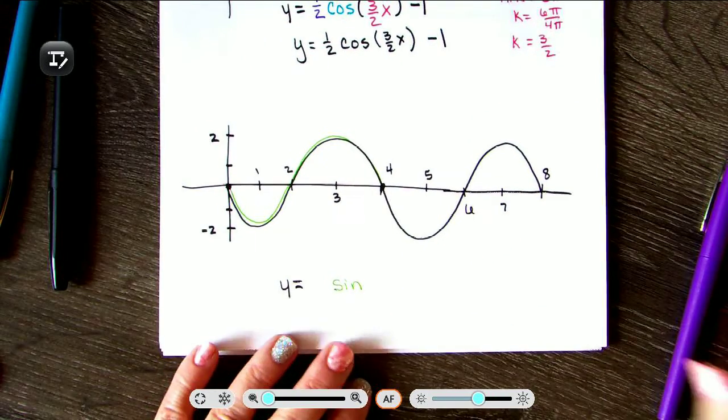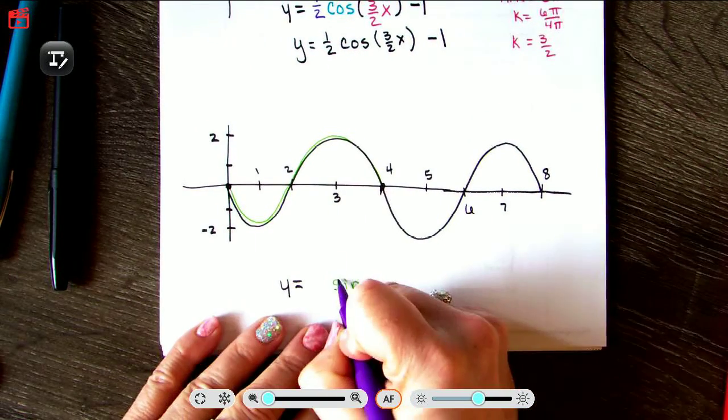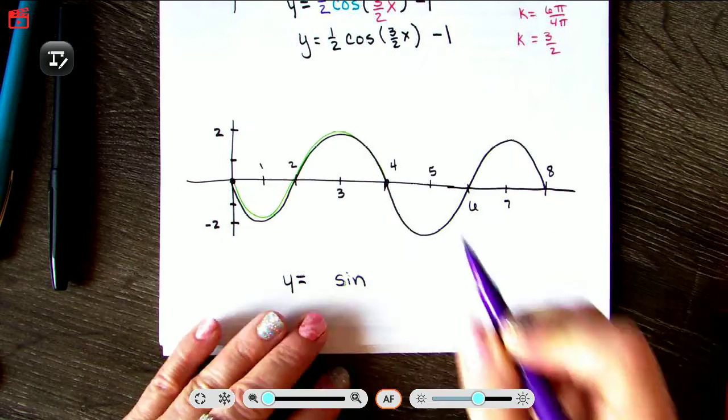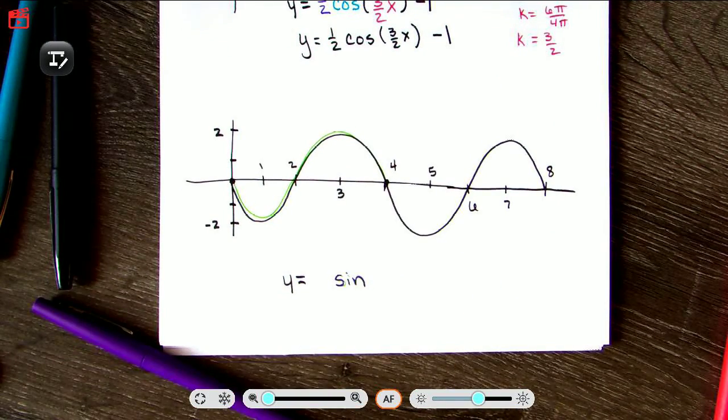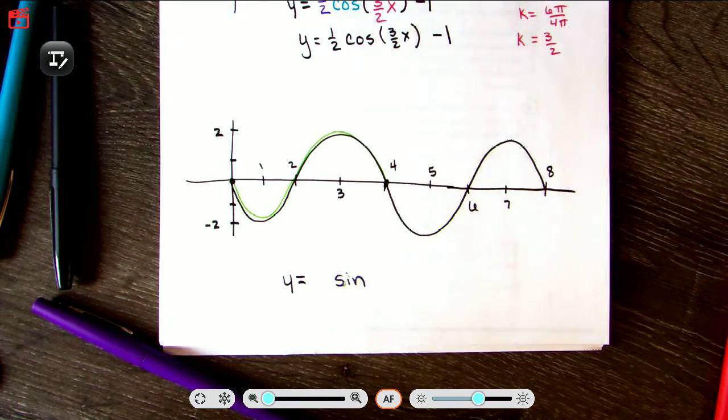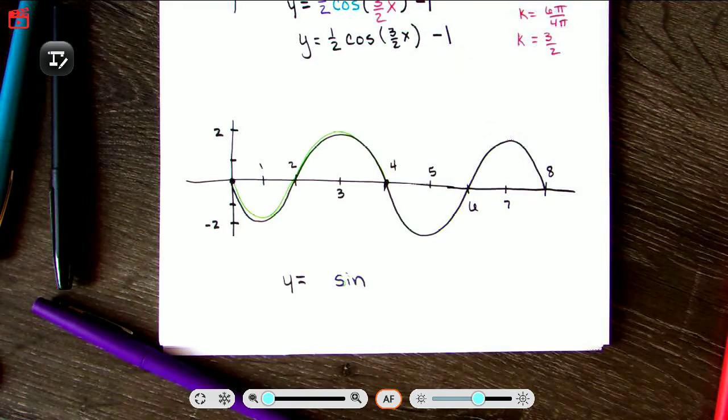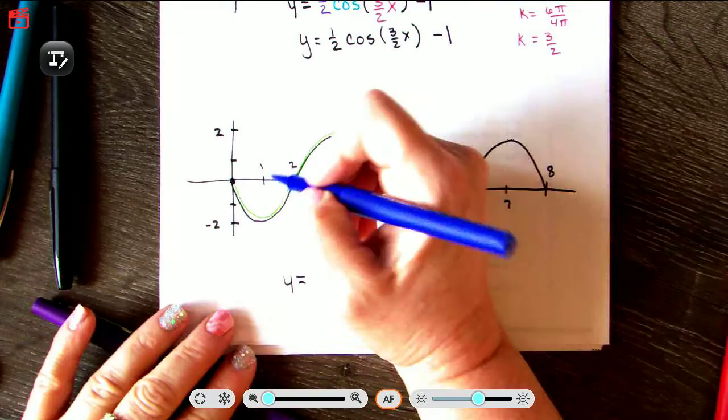I can't really see the sine there. I'll change it to purple. Sine curve. It's not a cosine curve, it's a sine curve. So kind of remembering that, seeing how this all works. Okay, notice we didn't go up first, we went down first. So that's going to come into play with our amplitude.